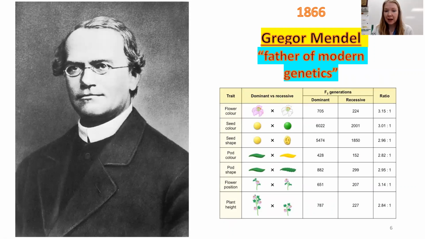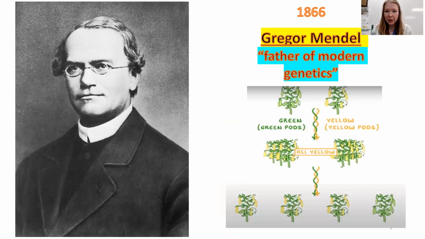And so he looked at things like traits. He would crossbreed different pea plants, and he would be looking to see what the offspring's traits were. So we'd look at things like flower color, seed color, pod shape, plant height, etc. Now, one of the experiments that he ran involved crossbreeding two different pea plants that had different colored pods. So he crossbred, in the first generation, one pea plant that had green pods and another pea plant that had yellow pods. And the offspring of those two pea plants coming together, all the pea pods were yellow.